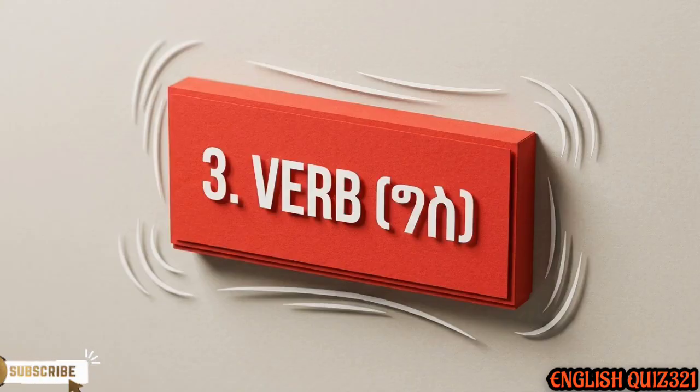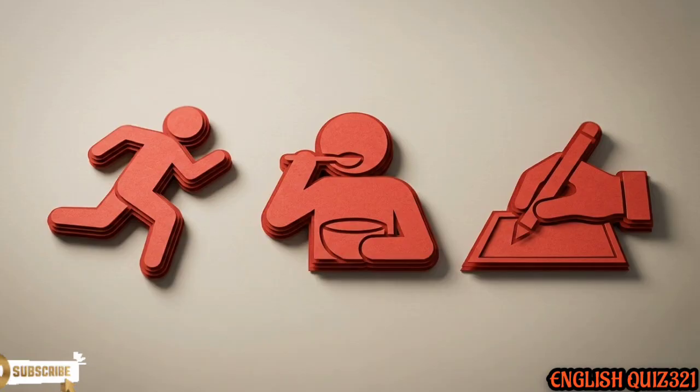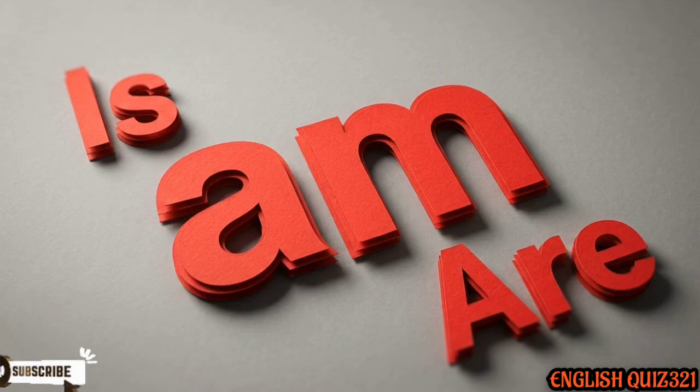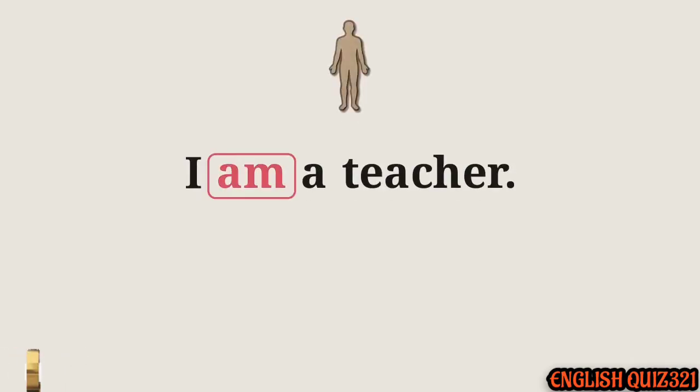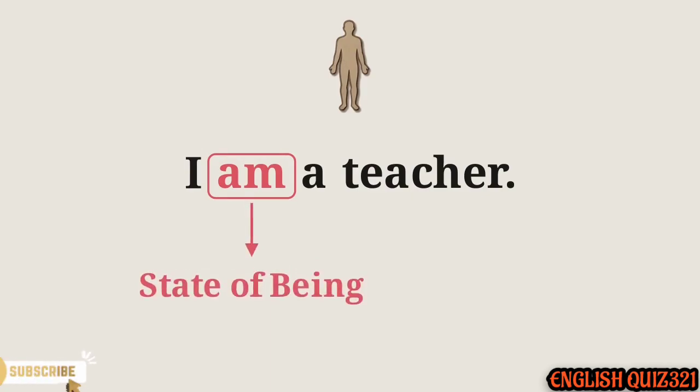Next is block number 3, the verb, or gis. The verb is the heartbeat of the sentence. It shows an action or state of being. Some verbs show clear physical action, like run, eat, or write. But others are state of being or helping verbs, like is, am, and are. When I say, I am a teacher, the word am is the verb establishing that state.